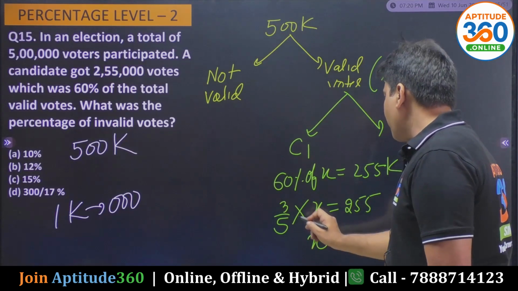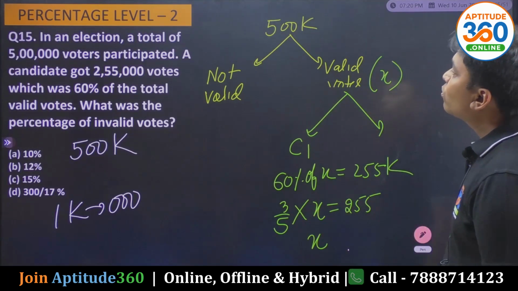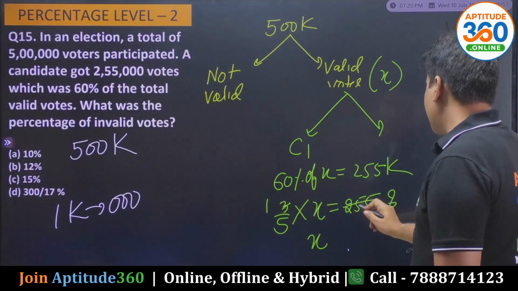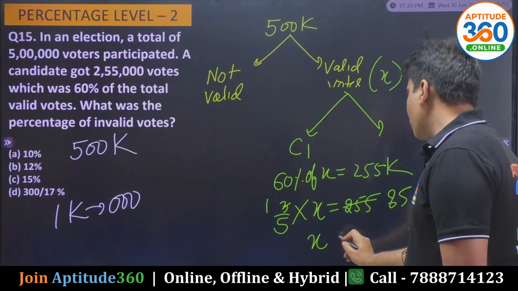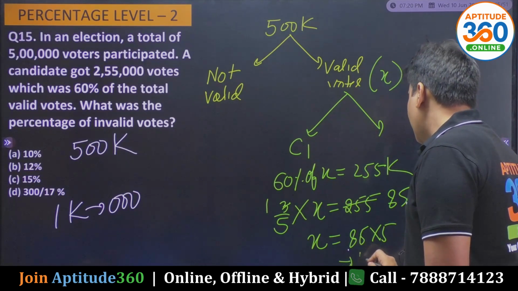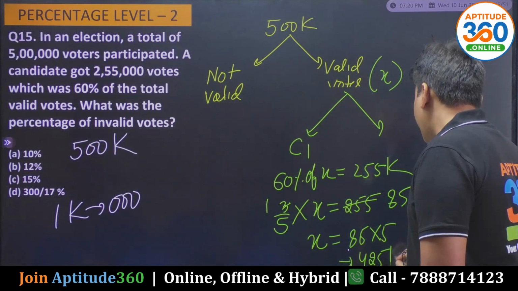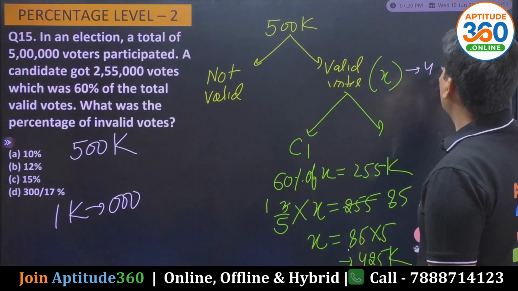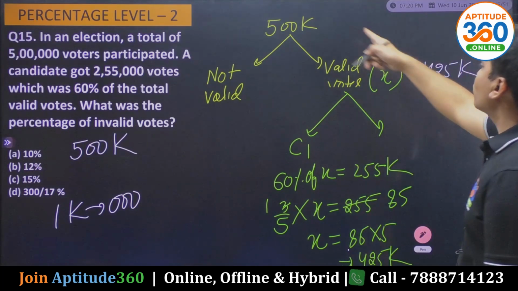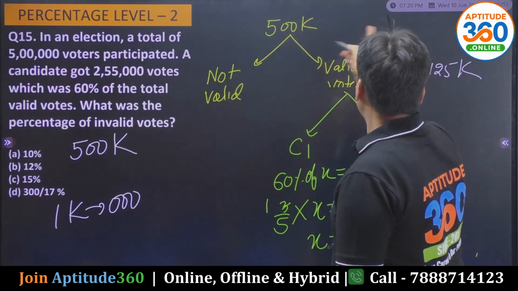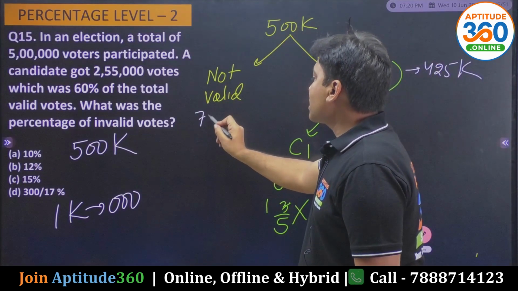So the value of x will be how much? 255, that is going to be what? 85. So the value of 85 into 5, you simplify this and you're going to be getting 425k, isn't it? So the valid votes is 425k, and the total votes are how much? 500k. Not valid votes will be 500k minus 425k, which is 75k.